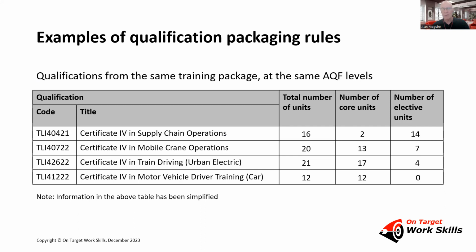Now, this last one is actually interesting. There's only a small number of qualifications in the VET system that have no electives. In this case, the total is 12, and all of them are core. If this occurs, it's usually because it's a highly regulated job, as this job is. And also, just on the screen, you can see that, again, one qualification at a Certificate 4 has 12 units, and then another one has 21. So there's a significant difference in the total number. So not all units are the same. Okay, so qualification packaging rules.